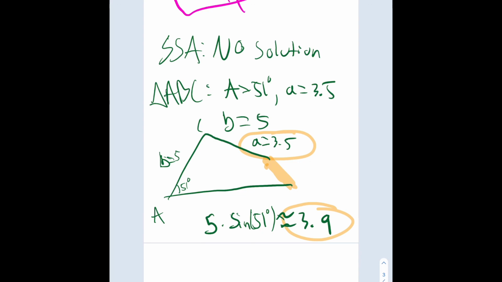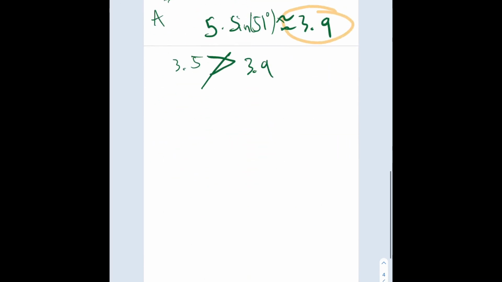So because our triangle doesn't meet the requirements, one side is not long enough to close the figure. So that's why we say no solution, because the side A is not long enough to create an actual triangle, because 3.5 is not greater than 3.9. So our triangle doesn't close, which means it is not possible to draw this triangle.